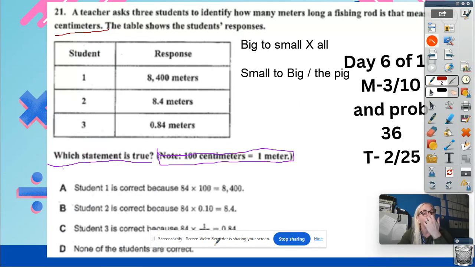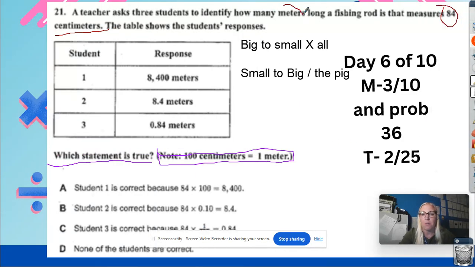All right, so now we have to look here. We want to know how many meters. So we know 84 centimeters, and we want to find out how many meters that is. So we are going from a small unit of measure to a bigger unit of measure. Think about our saying, small to big, divide the pig. So what do we divide by? I have the number 84, and in that square box, they tell us there are 100 centimeters in 1 meter. So we are going to divide 84 by 100.